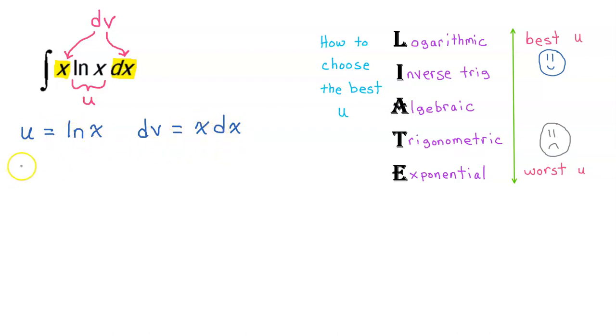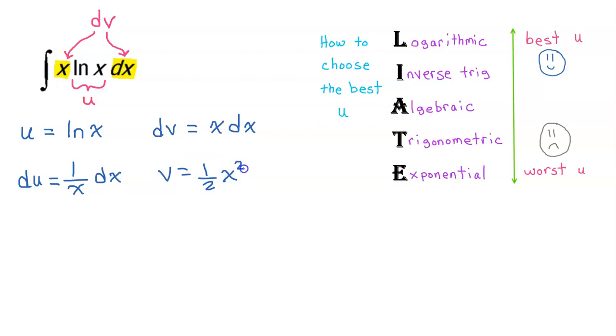The next step is to take the derivative of the u expression and take the integral of the v expression. So, taking the derivative of both sides, we have du dx is equal to 1 over x. But we really just want du on the left. So multiplying both sides by dx, we get du equals 1 over x dx. And next time we will just go straight to this. Now we integrate the dv expression. The antiderivative of dv is just v. And the antiderivative of x is 1/2 x squared. Don't worry about the plus c.